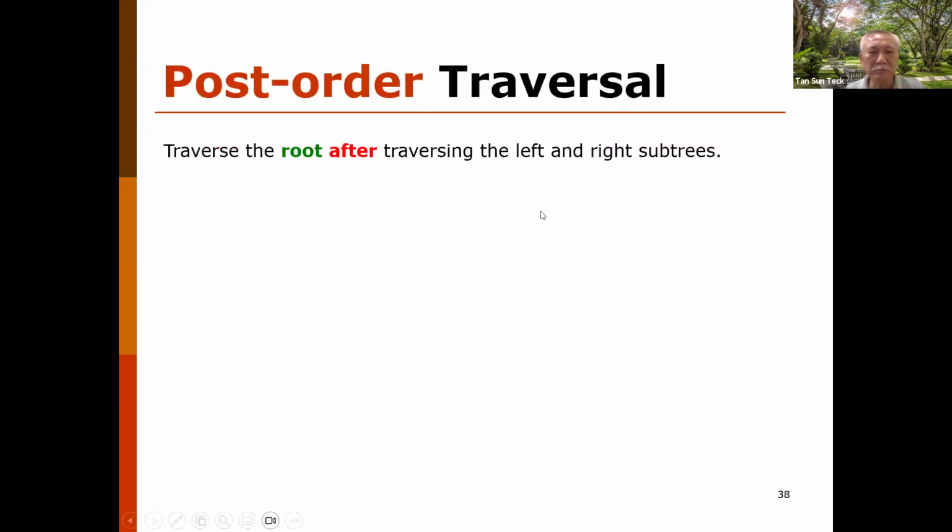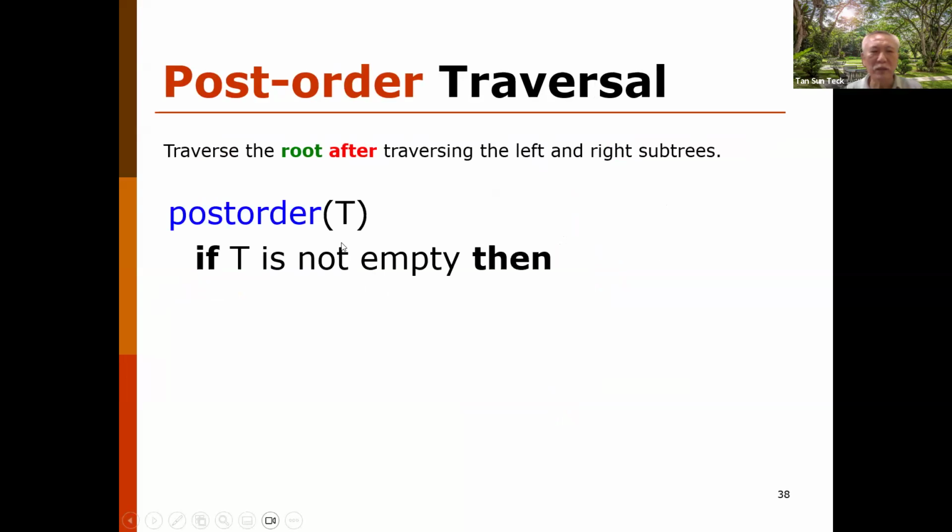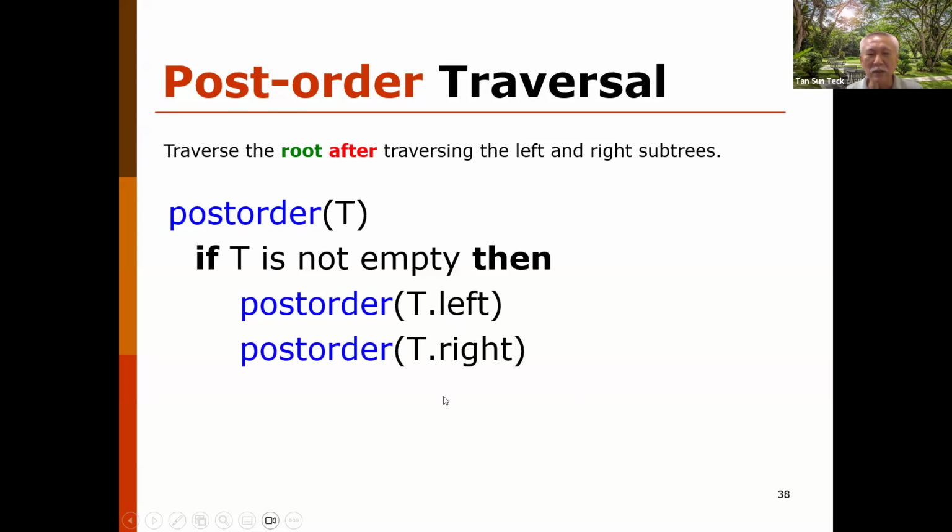All right, look at some examples. Post-order traversal traverses the root after traversing the left and right subtrees. So that is the definition. How do you do it? Post-order traversal of the tree: if T is not empty, you recursively traverse the left subtree in post-order, exactly the same, and then you post-order the right subtree, and finally you print the item inside the root. You can also do some processing there. Basically this is a recursive post-order traversal.